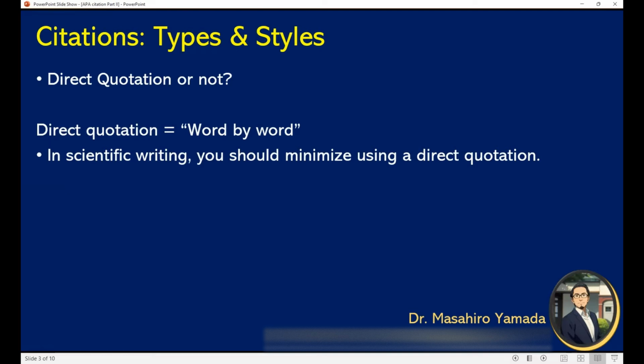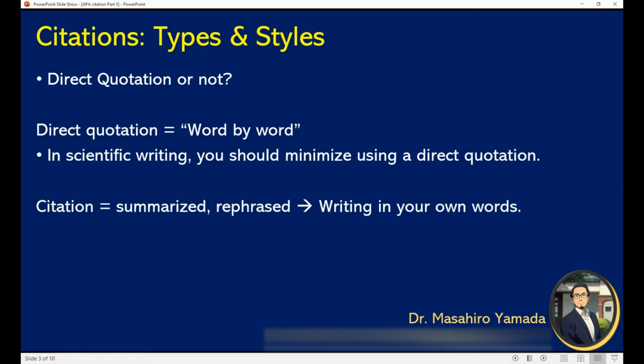The only occasion you could use direct quotation is when you describe a specific definition, and if you rephrase it in your own words, the context is lost. So using that word in that grammar is so important that nothing should be changed. That's the only situation where you should use a direct quotation. In all other cases, you should summarize it. You should rephrase the previous work because it is your own writing, so it is your intellectual work.